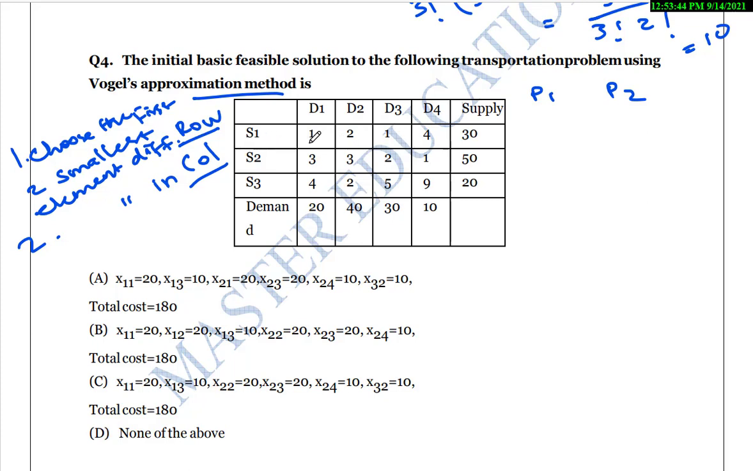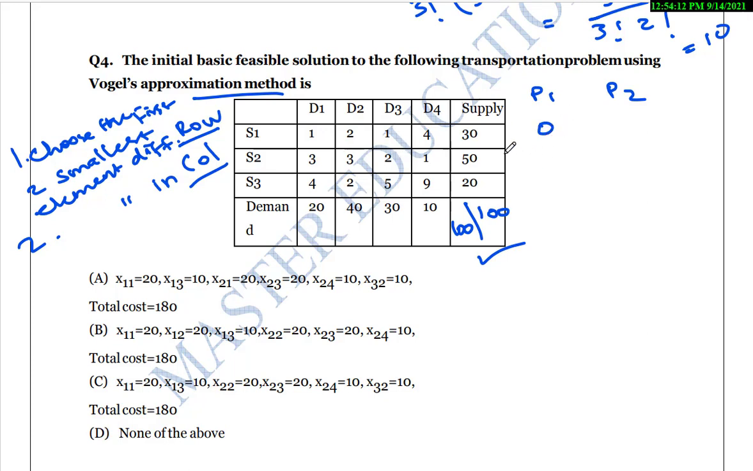So in this first row you can see 1, and the next smallest element is also 1. So 1 minus 1 is 0. Before that we have to check that supply and demand are equal. Only then is it balanced and feasible, and only then do we go to the next step. So 50 plus 30 is 80, 80 plus 20 is 100. Here also 40 plus 30 is 70, and here also we get 100. So it is feasible. Next go to the penalty.